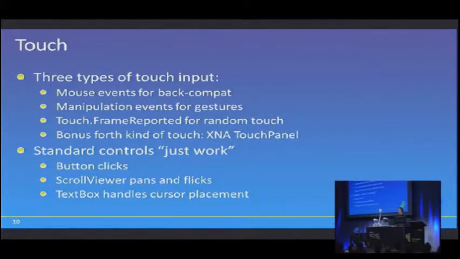And of course, our standard controls just work. So if you have a button, it still fires the click event when you tap on it. If you have a scroll viewer, it pans or it flicks when you do this on it. And the text box handles things like cursor placement. So if you tap and hold, you can move the cursor to get a nice, precise cursor placement. So all the things that you'd expect to happen are built in.